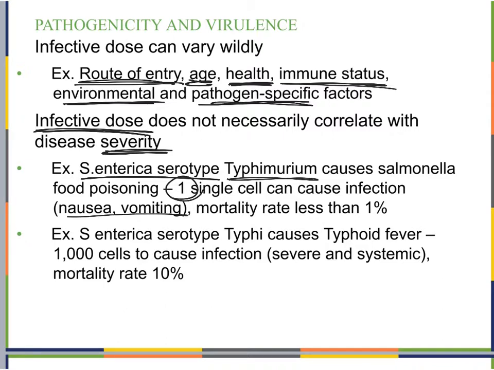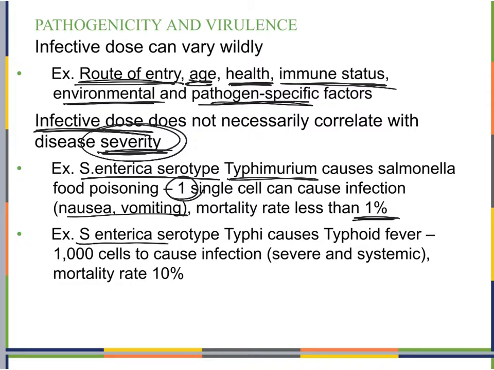So this causes nausea, can cause vomiting. However, it does not indicate its severity, right? Because salmonella food poisoning hardly ever causes death. So the mortality rate is less than 1%. So even though one single cell can cause the disease very easily, in 50% of the population, the mortality rate is very, very low. So it's not very severe.